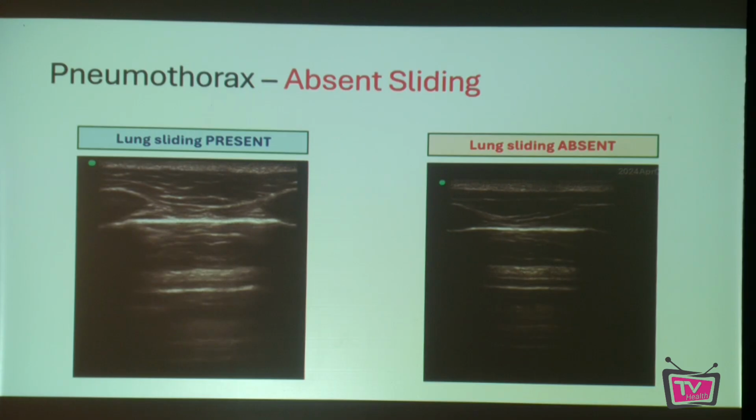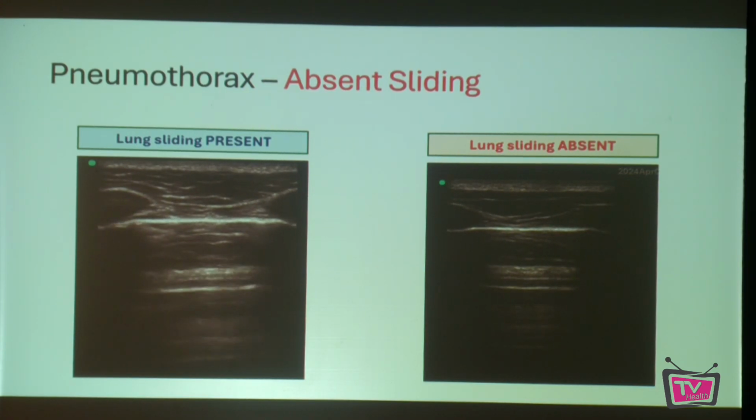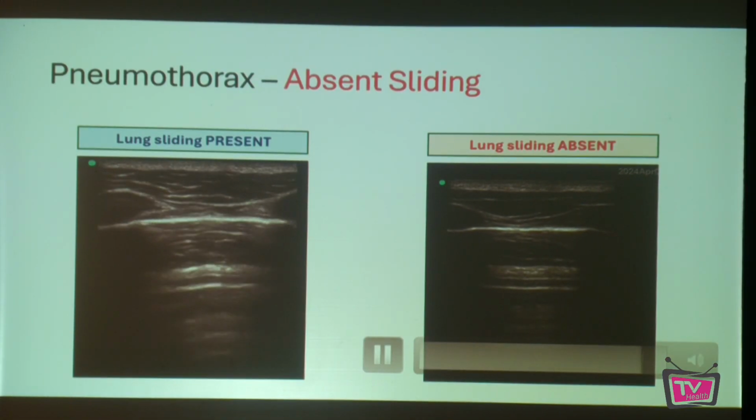So this is what I was talking about. This is lung sliding, you can see on this side, and you can see an absent lung sliding sign on the other side. You see the white line is not moving. In one video the white line is moving, and in the other video the white line is not moving.